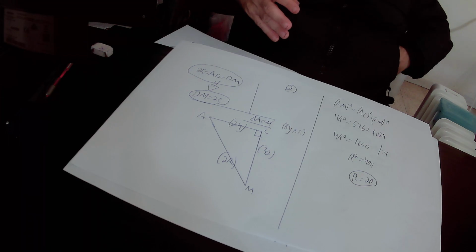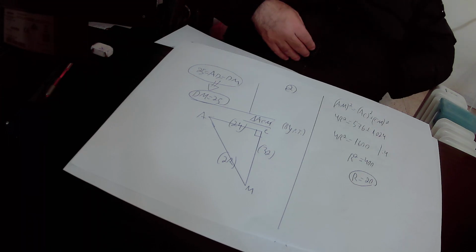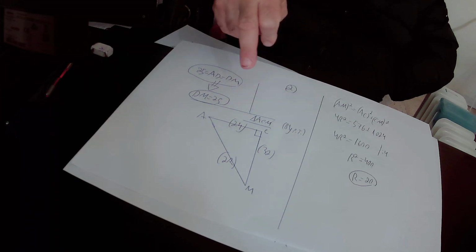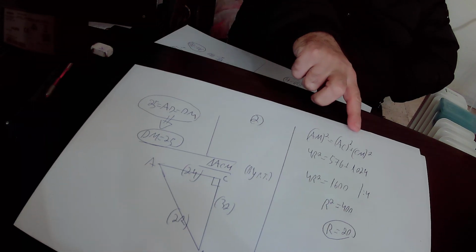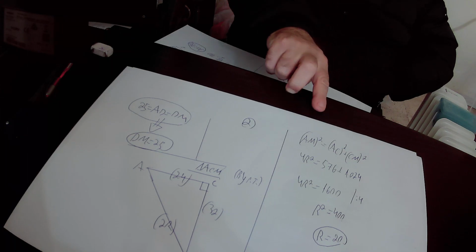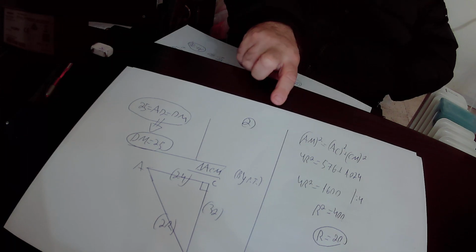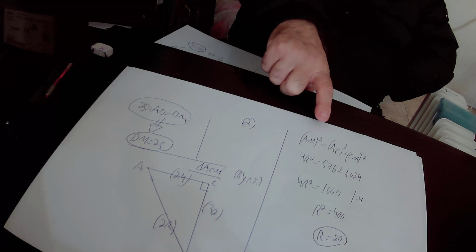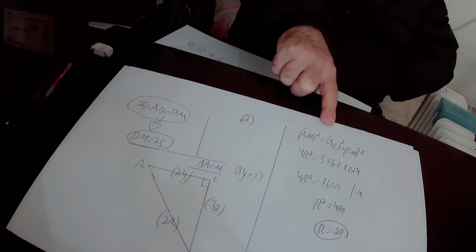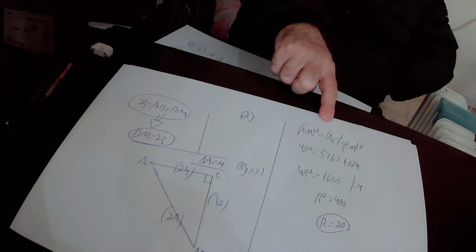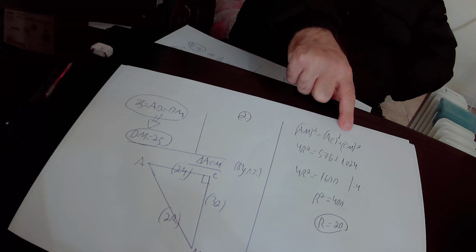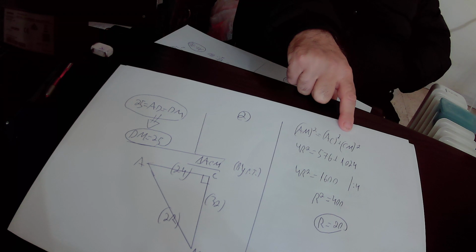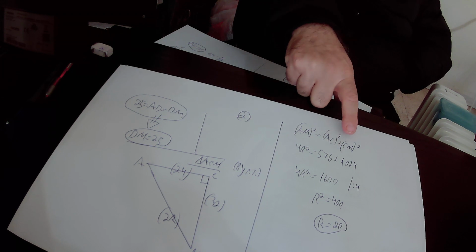According to the Pythagoras theorem, in this right triangle AMC, AM squared equals AC squared plus CM squared. AM is 2R, therefore AM squared is (2R) squared, which is 4R squared, and it is equal to AC squared. AC is 24, therefore AC squared is 24 squared, that is 576, plus CM squared. CM is 32, therefore CM squared is 32 squared, that is 1024.